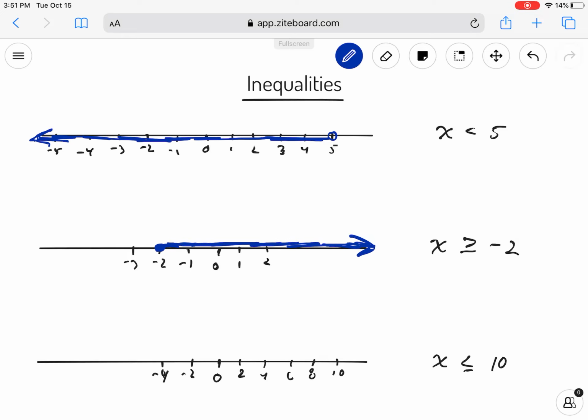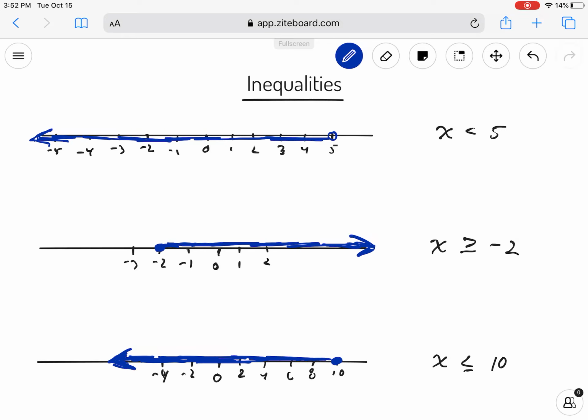Okay. Here I have x is less than or equal to 10, so it's or equal to, so we put a solid dot, and it says less than, so I have everything less than that. Okay.